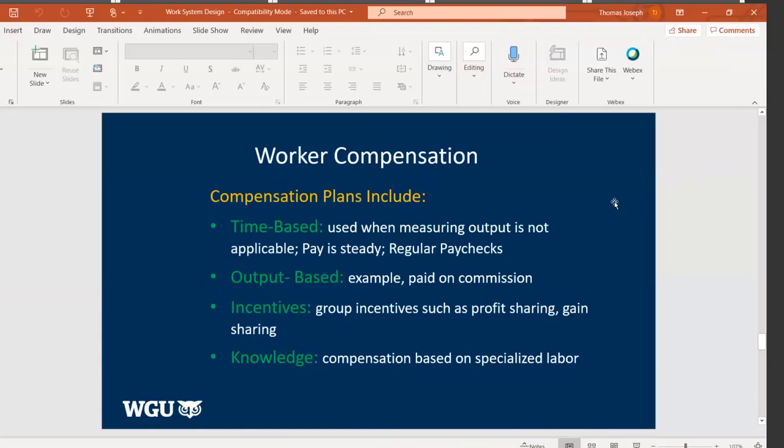And another thing you might not find outlined in your book, but it's the knowledge. Some companies will have a compensation plan that's based on knowledge, right? That is specialized labor. So an individual may be hired to do something specific, and they will get paid because they're specialized to do so. This is very common in the IT industry. This is very common even in hospitals, right? So a hospital could hire a specialist to perform a special surgery and pay that specialist based on their specialty or their knowledge.